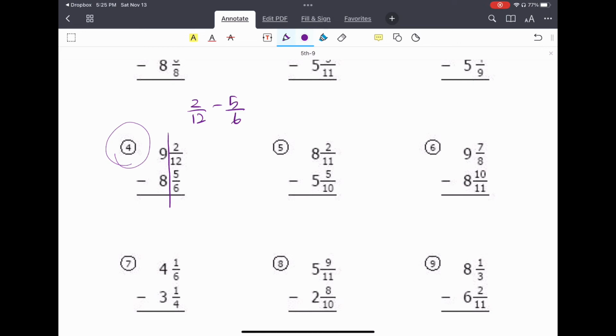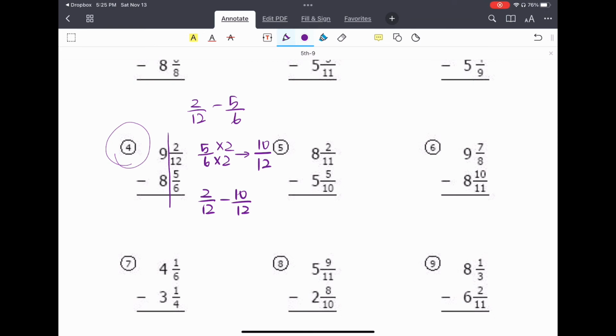So we're going to have a common denominator of 12 because the LCM of 6 and 12 is 12. So 2/12 already has a denominator of 12, so we're going to change only 5/6 to have a denominator of 12. So 6 and 2, we're going to multiply both the numerator and denominator by 2 to get 10 over 12. Now 2 over 12 minus 10 over 12, we cannot do that because we obviously get a negative number.